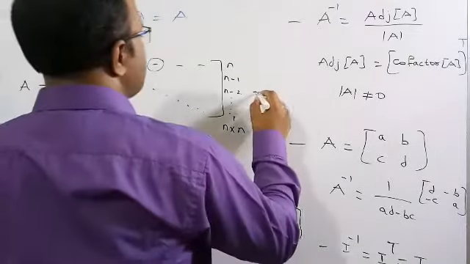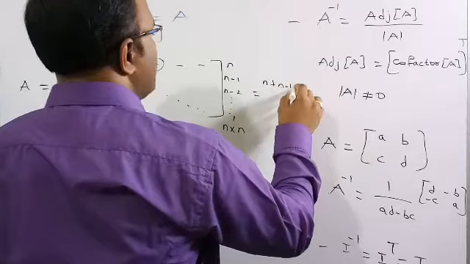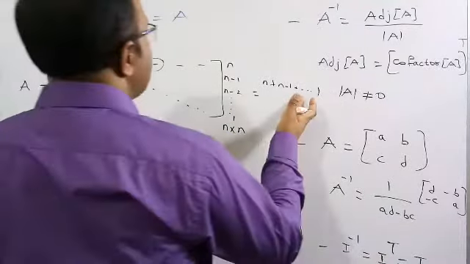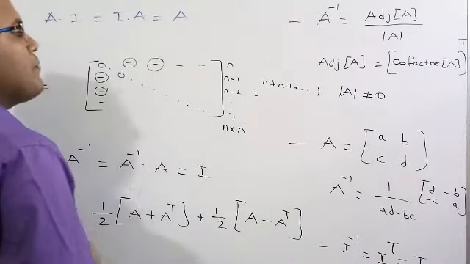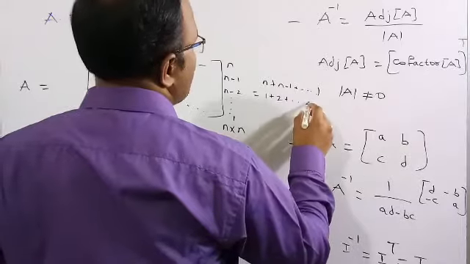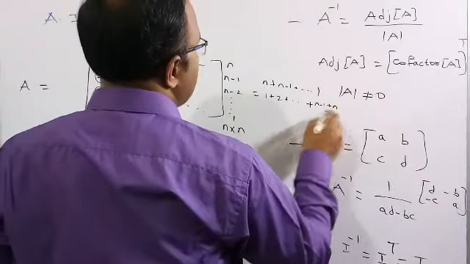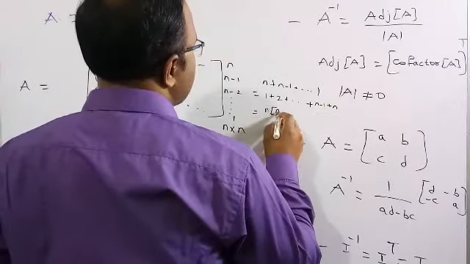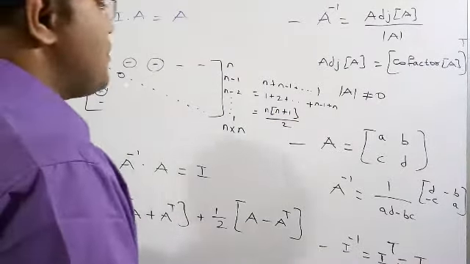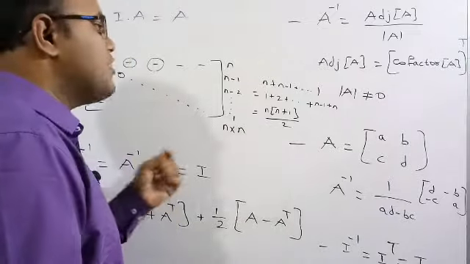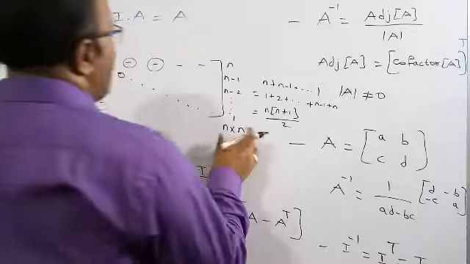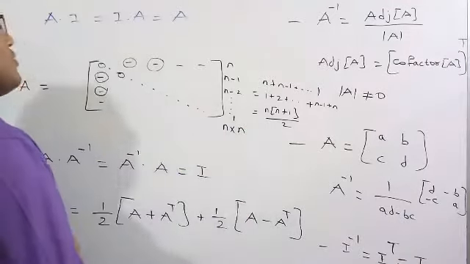So if you do the summation n plus n minus 1 down to 1, this series can be written in another fashion as 1 plus 2 plus up to n minus 1 plus n. If you do this, you will get n into n plus 1 by 2. The sum of n numbers is n into n plus 1 by 2. Therefore, the number of different elements we can keep in a symmetric matrix of order n by n is n into n plus 1 by 2.